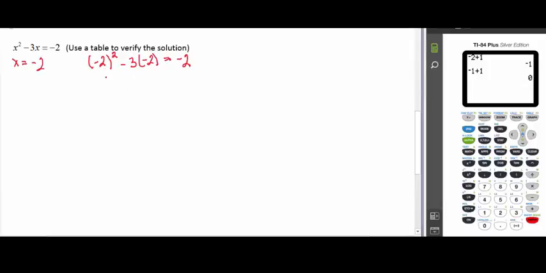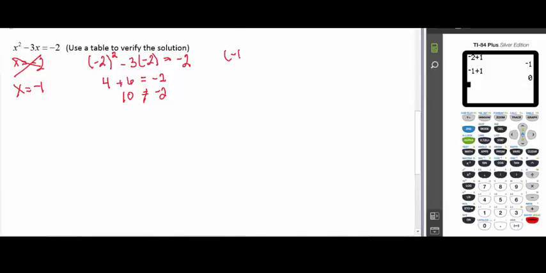Well, -2 squared is going to be +4, and -3, remember take the sign in front, times -2 is going to be +6, and that is going to find out if it is -2. 4 plus 6 is 10, so no, -2 doesn't work. So that one doesn't work. Let's try -1.